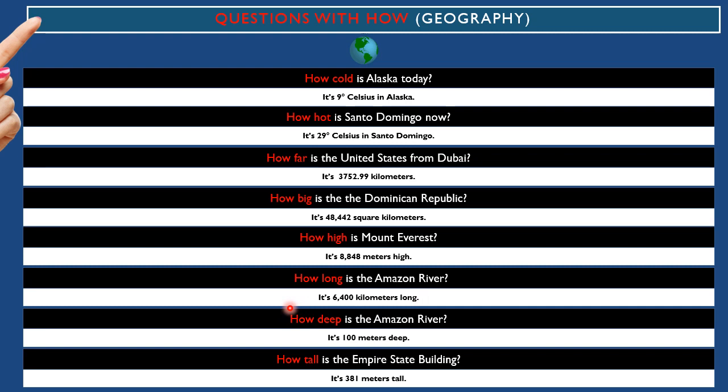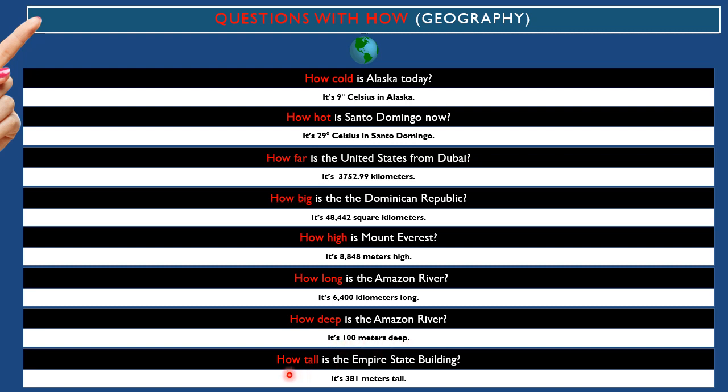The next one, how long? How long is the Amazon River? We use how long to talk about rivers. So how long is the Amazon River? When we want to know the distance between the beginning of the river and the end. So it's 6,400 kilometers long. We use long at the end of the answer. The next one, how deep is the Amazon River? When we want to know the distance between the bottom of the river or the ocean or the sea and the top, we say it's 100 meters deep.